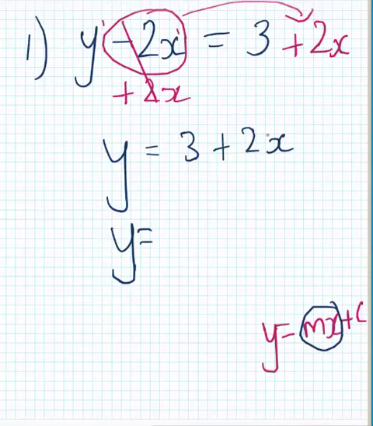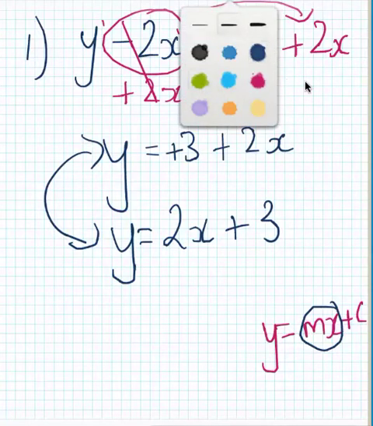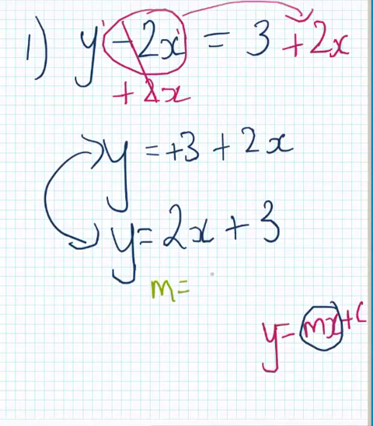So because it's a positive 2x, I can just write 2x. The positive is now invisible. And that's a positive 3, not a minus 3. So I write plus 3. And these two equations, well, all of these are the same thing. It's just that I've put my 2x first and then my 3. And now I can clearly see what my gradient is. Gradient m is equal to a positive 2, and my y-intercept c is a positive 3.